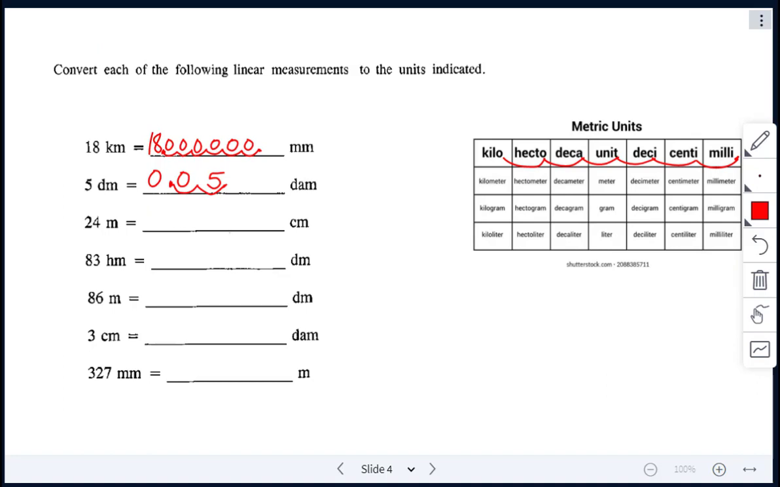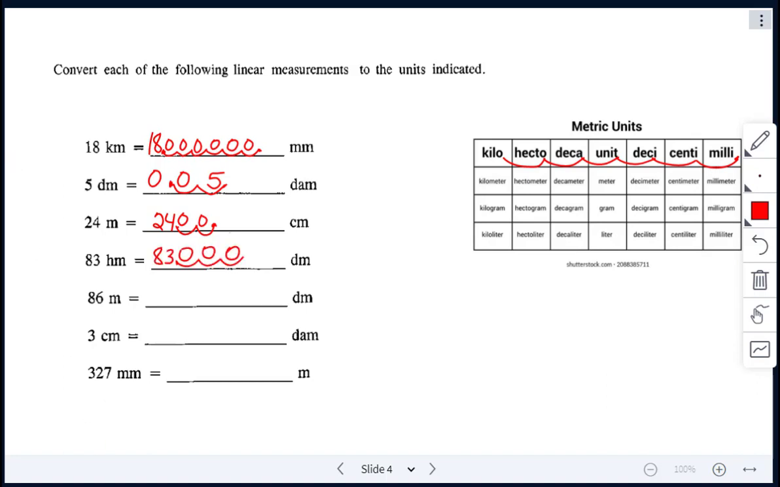All right, 24 meters to centimeters is our next example. If we go to meters here, and we're moving to centimeters, so 1, 2, 2 to the right. We have 24. Our decimal place is right here currently. We're moving that decimal place 2 to the right. So 1, 2, our new decimal place will be here. We fill that in with zeros. It's 2,400 centimeters.